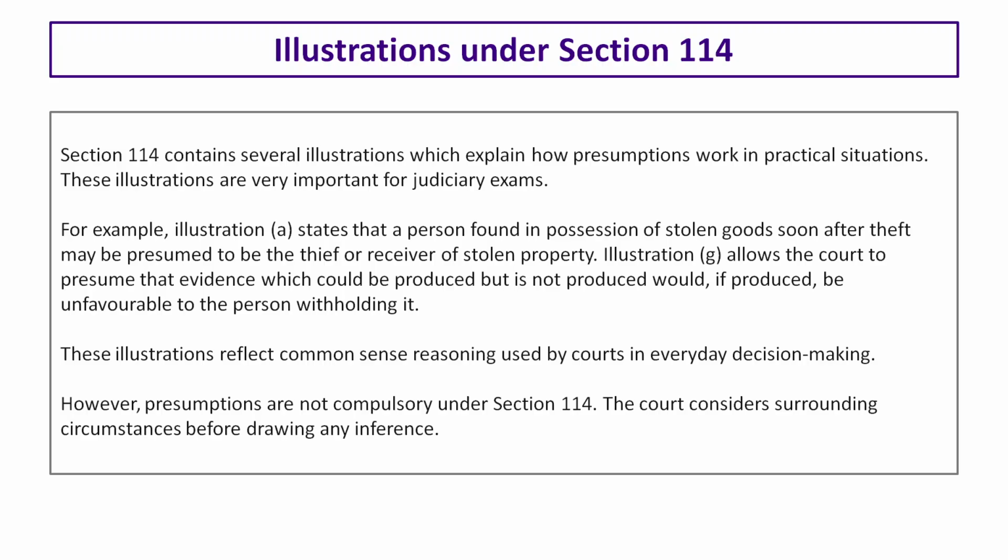Now let us look at illustration G, which is also very important. This illustration talks about withholding evidence. It says that if a person has important evidence but does not produce it in the court, the court may presume that the evidence would have gone against that person.